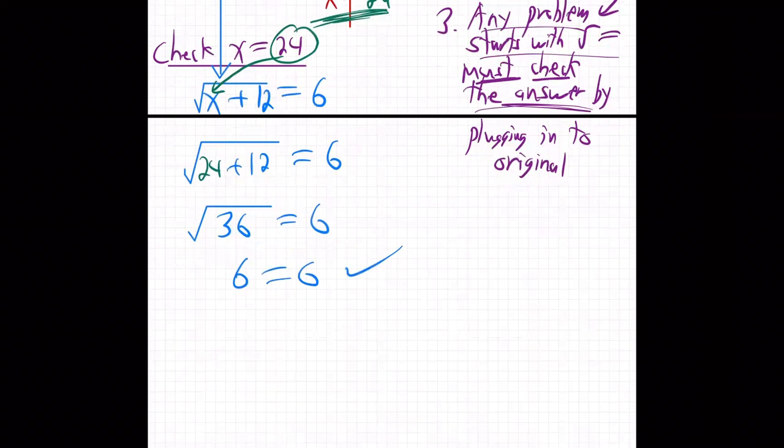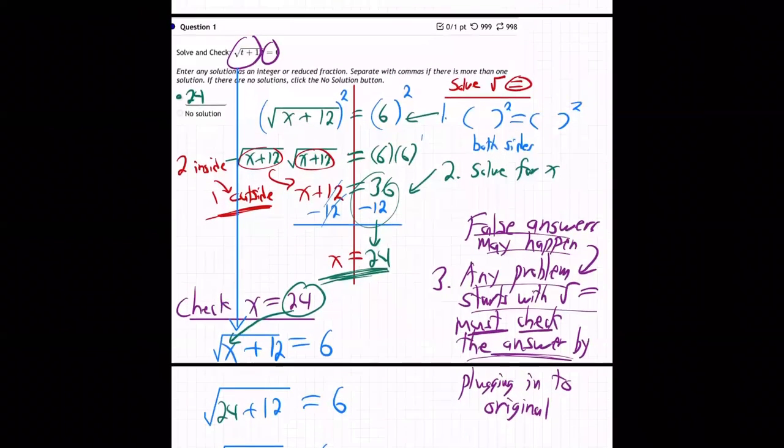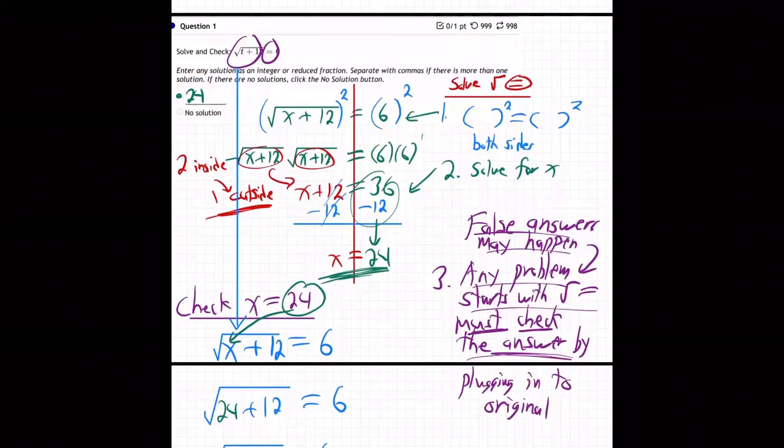It works. See how X really does work? I'm sorry, X being 24 really does work on this problem. When you plug in X is 24 for X, and work out the problem, the left side and right side are exactly equal. 6 equals 6. It's true. 24 is the real answer.